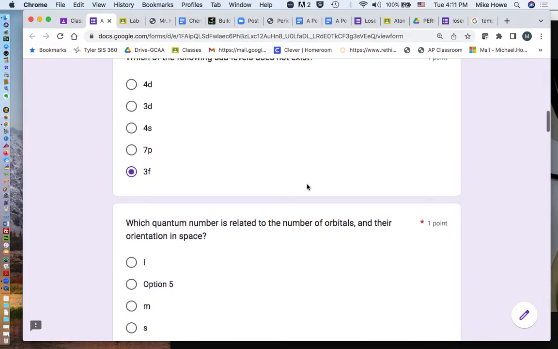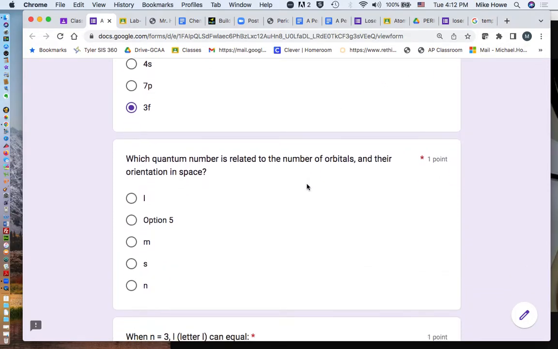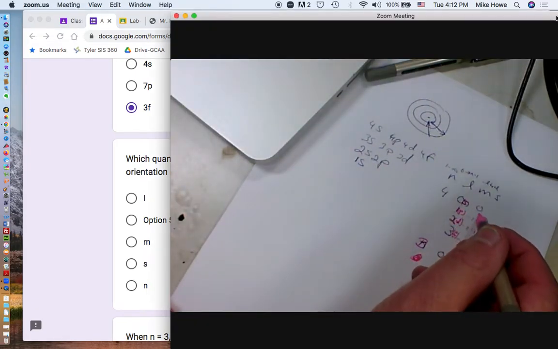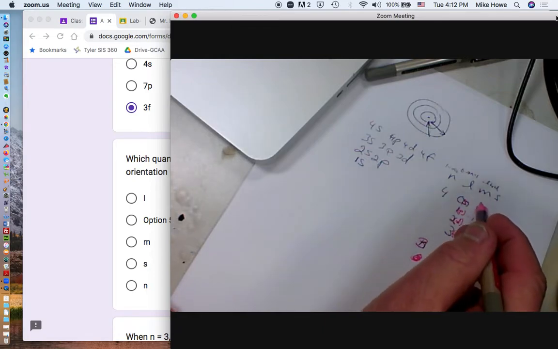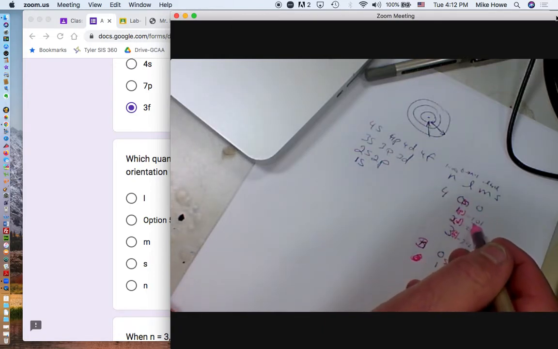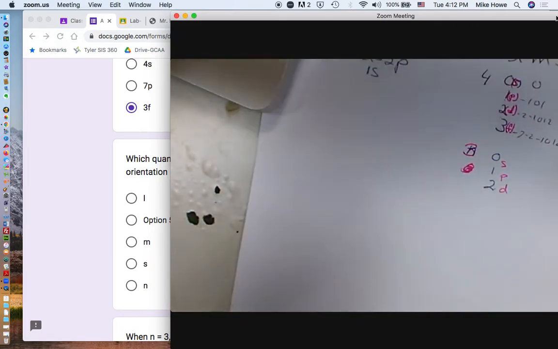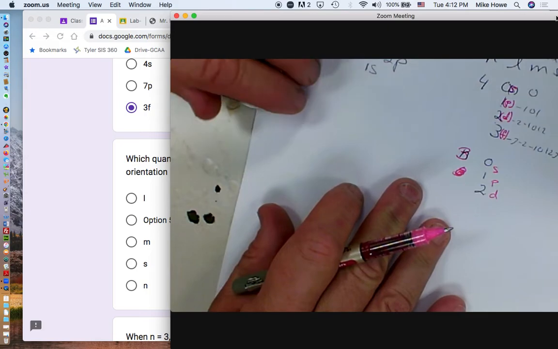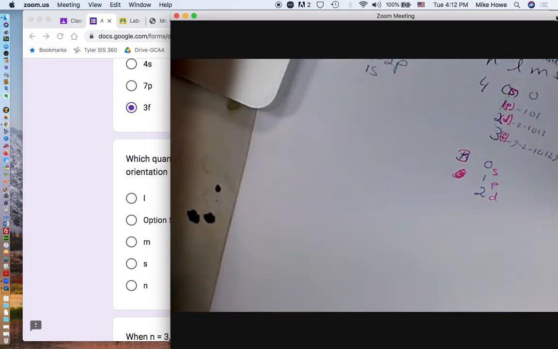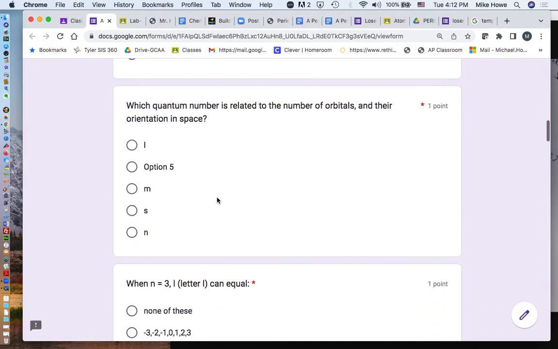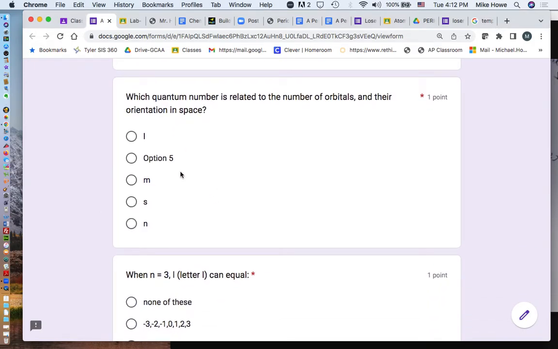All right, now which quantum number is related to the number of orbitals and their orientation in space? Well, that was the m quantum number. m is the number of orbitals. Remember back over here, in the S sublevel, there's 1 orbital. In the P sublevel, there are 3 orbitals. In the D sublevel, there are 5 orbitals, and so on. Okay, option 5 was a crazy answer. So number of orbitals, orientation in space is m.